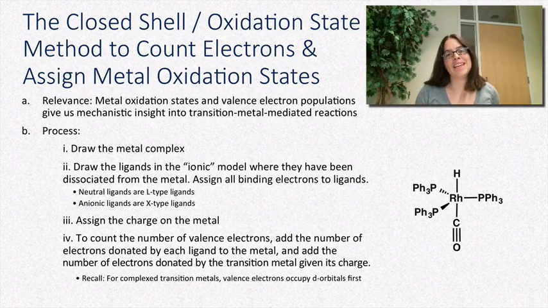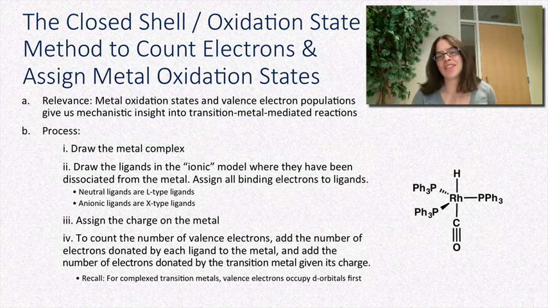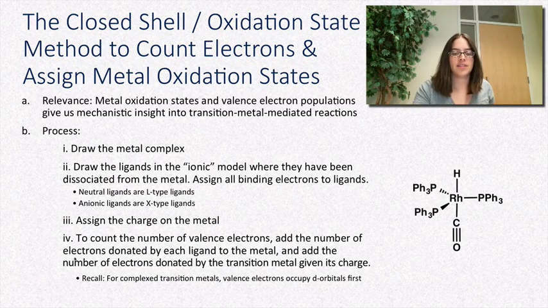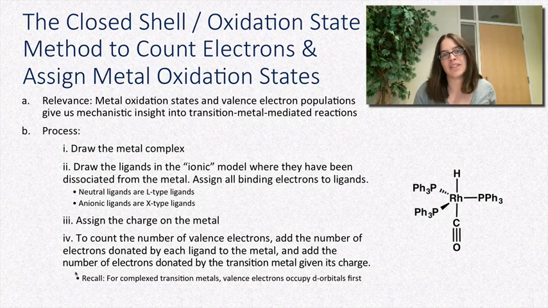Today is really the beginning of a brief conversation about organometallic reaction mechanisms. And to start that conversation, we're going to begin by thinking about how to count electrons and assign metal oxidation states. There are two popular methods for counting valence electrons associated with a transition metal, and we're just going to talk about one of them. This method is the closed shell or oxidation state method. And here you'll see an outline of what we're going to discuss.